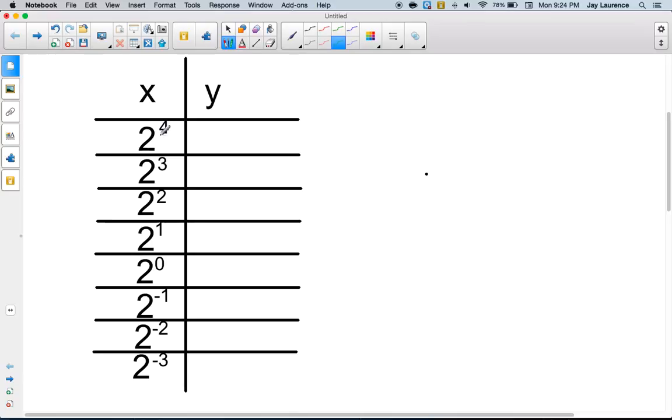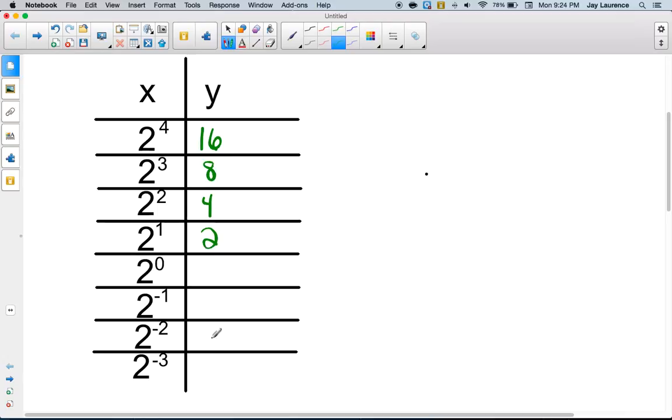And we're going to have 2 to the fourth power. Well, that's 2 times 2 times 2 times 2, right? So that should be 16, right? Okay, not 8, because this is not multiplication. It's 4 2's being multiplied, not 2 times 4. Okay, and then 2 cubed, of course, would be 8. 2 to the second is 4, and 2 to the first is 2.